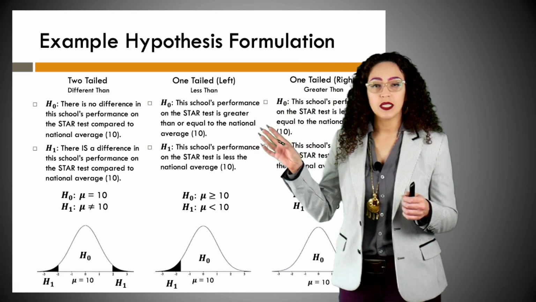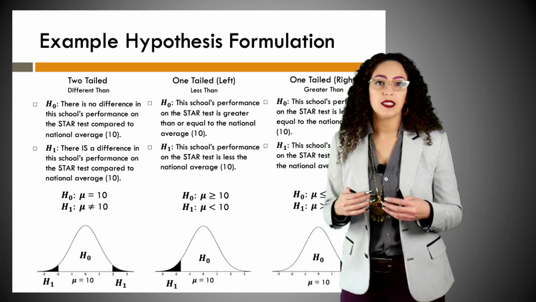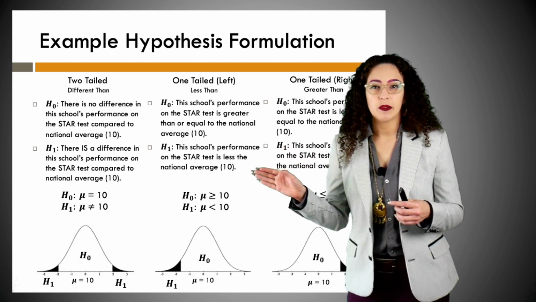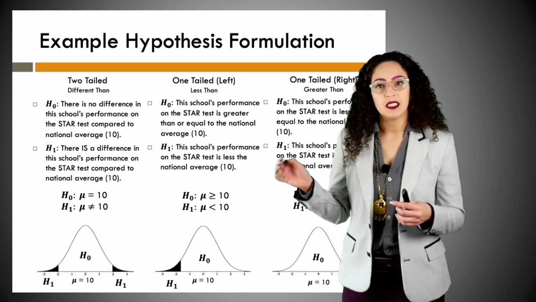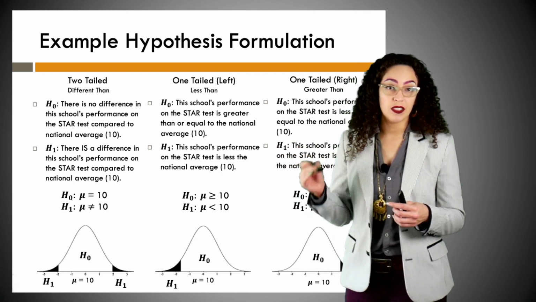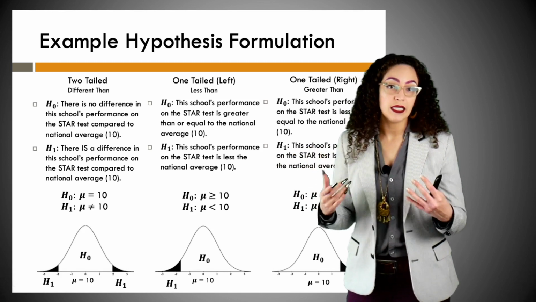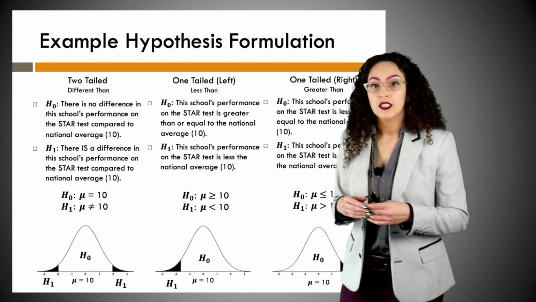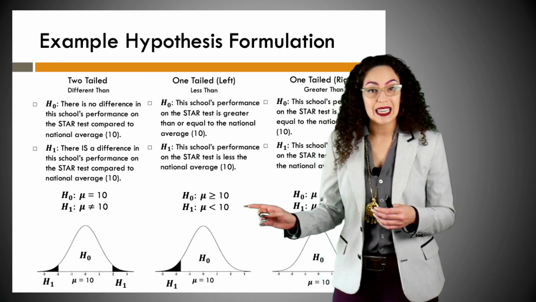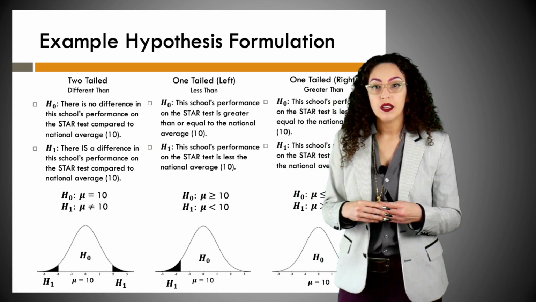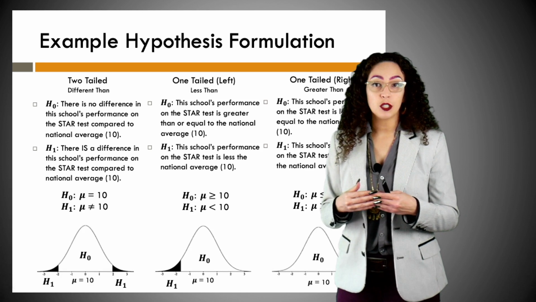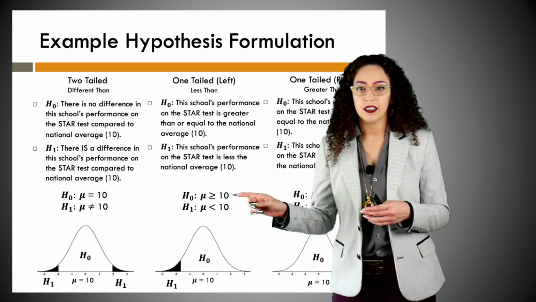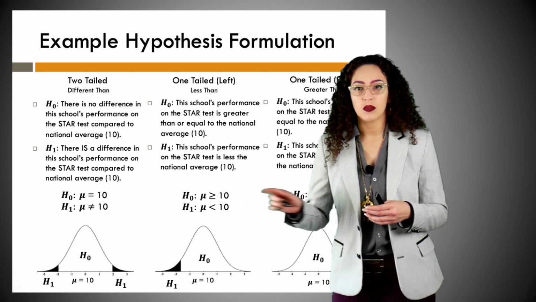So let's first look at the one-tailed left test, where we are checking to see if something is less than a particular value. So let's start with the alternative, because that makes a little bit more sense. The school's performance on the STAR test is less than the national average of 10. We are checking or testing to see if this school is doing worse than the national average. This is what we think as the researcher, and we need to test it. So our alternative is mu is less than 10, that national average. The null hypothesis then would be that this school's performance on the STAR test is greater than or equal to the national average, and there's nothing going on. And here is that notation where mu is greater than or equal to 10.